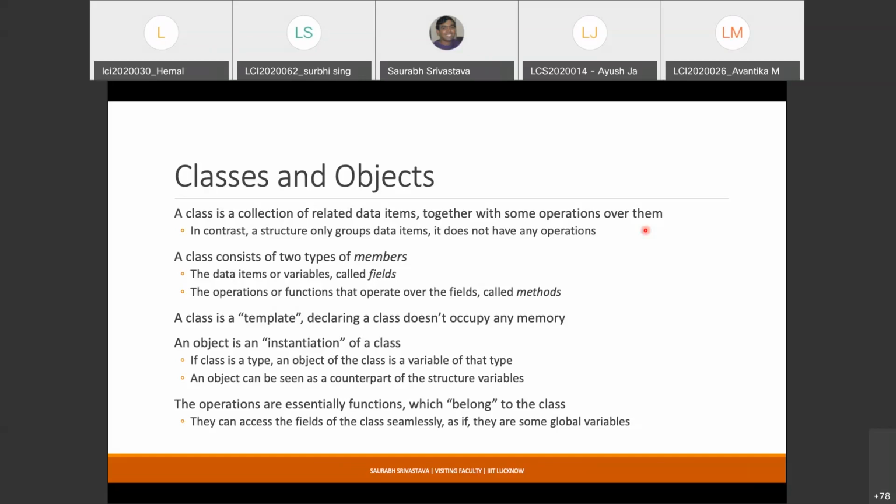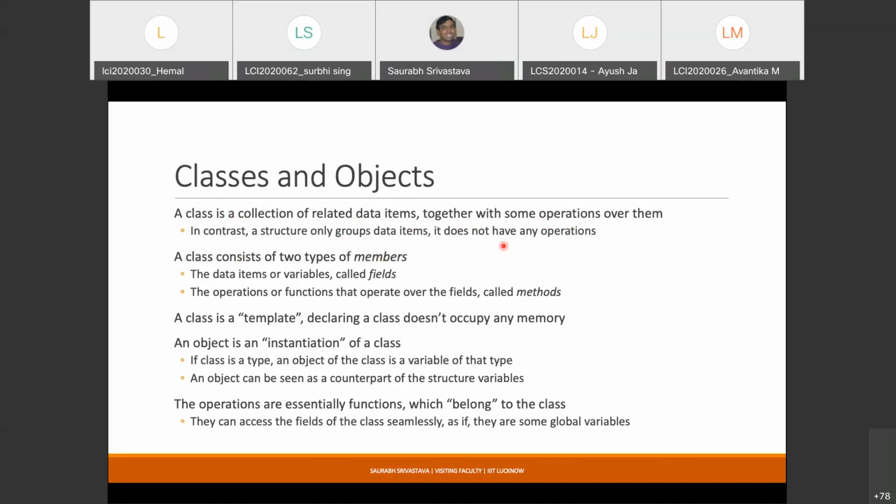Okay, so let's come straight away to classes and objects. We've spent a lot of time creating a hype of what these things are. They really are not that cryptic. These are very simple concepts. So a class is a collection of related data items together with some operations over them. In contrast, a structure only groups the data items, it does not have any operations.